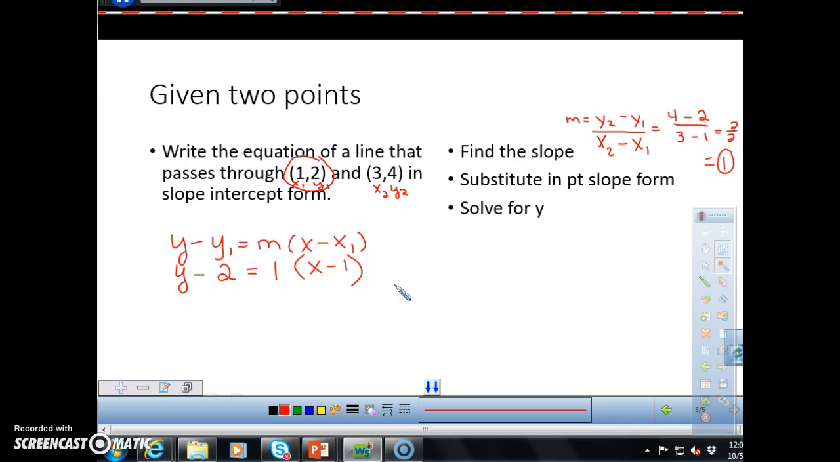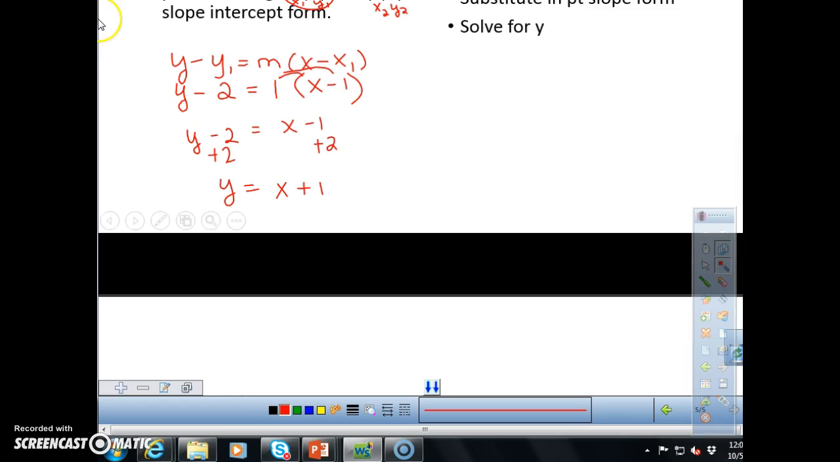So we need to take care of that parentheses. So we're going to distribute the 1 through. Let's graph it. Go ahead and graph it, please. So you have a picture of what this equation describes. It's in slope intercept form now, yep.